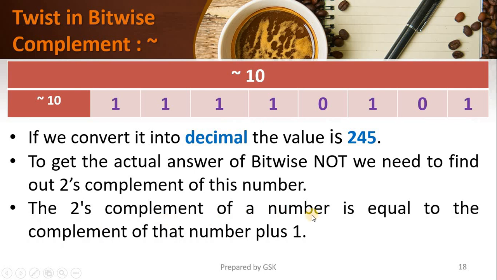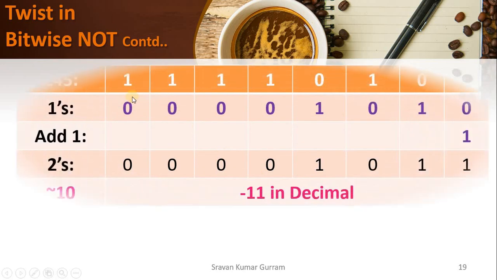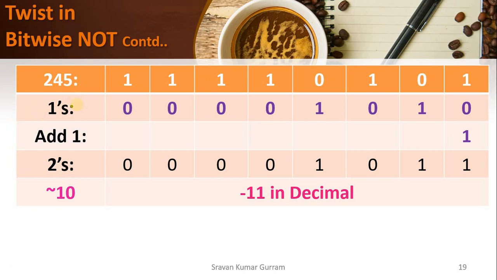The 2's complement of a number is equal to the complement of that number plus 1. I will explain it with the help of an example. See now, 245, we have taken the same value from the previous slide. Then next step is find the 1's complement. To get the 1's complement, 1 becomes 0, 0 becomes 1. See now, 1 becomes 0, 0 becomes 1.